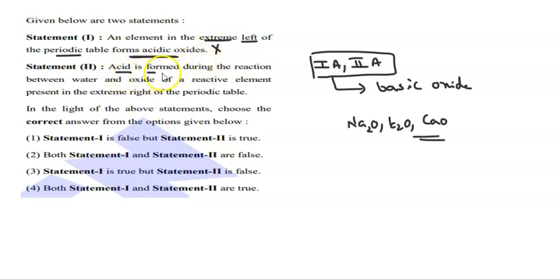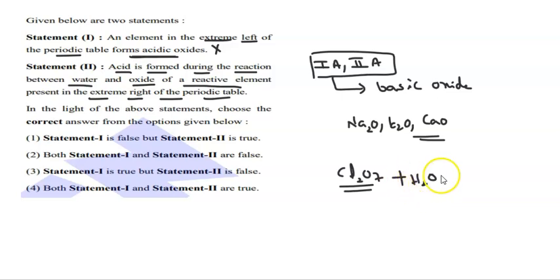Statement 2: acid is formed during the reaction between water and the oxide of a reactive element present at the extreme right of the periodic table. For example, Cl2O7 is the acidic oxide of chlorine. If you dissolve it in water, you get HClO4, perchloric acid. Acid is formed, so statement 2 is correct. Statement 1 is false and statement 2 is true. That means non-metallic oxides are acidic, metallic oxides are basic.